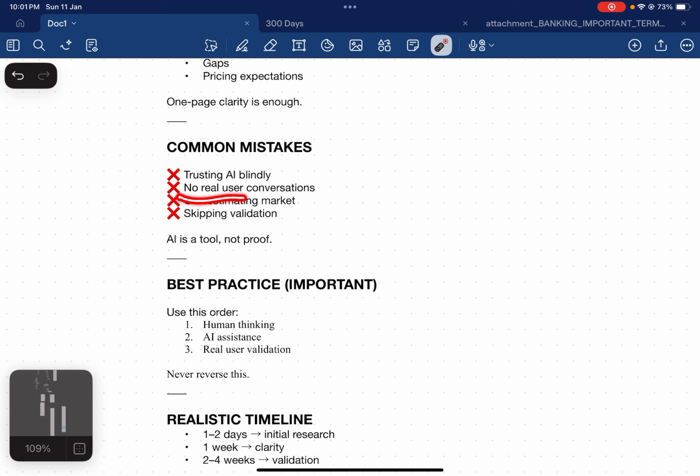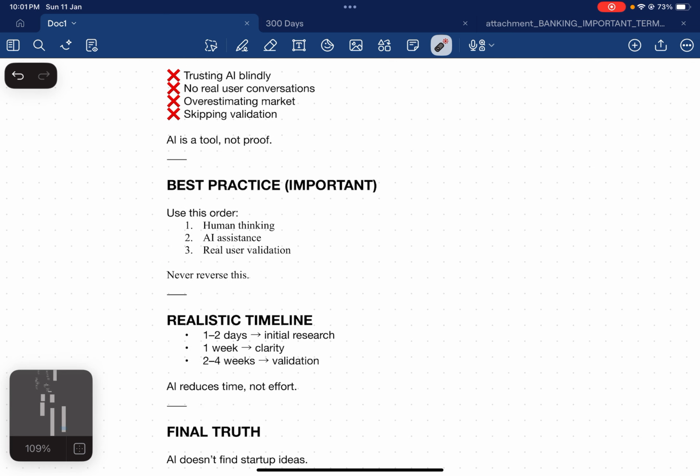Now, no real user conversations. You have to talk with the real users. Overestimating the market: sometimes it overestimates, sometimes it underestimates, but when you get the rough idea, you have to verify that also. Now, skipping validation. Yes, AI cannot give actual validation, you have to get the validation from the actual market. Okay, now AI is a tool, not proof.